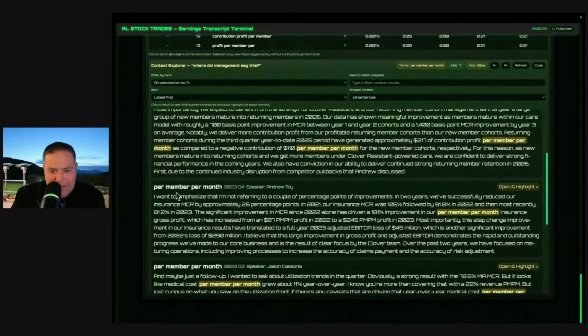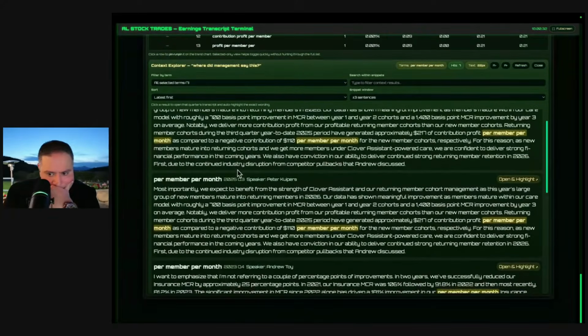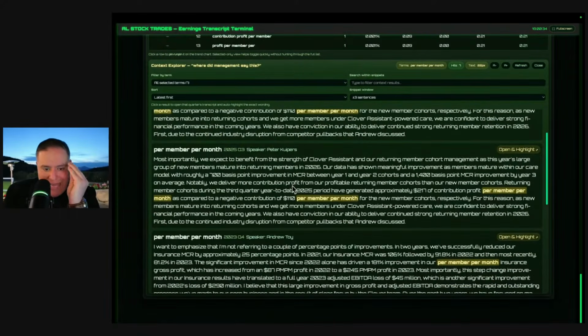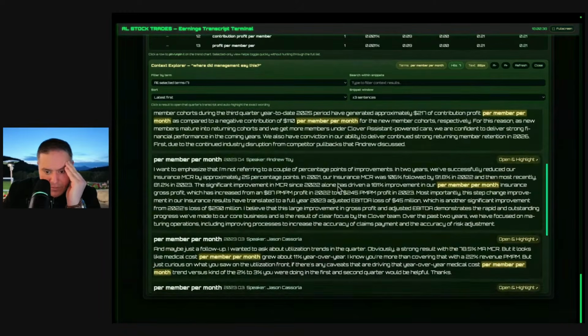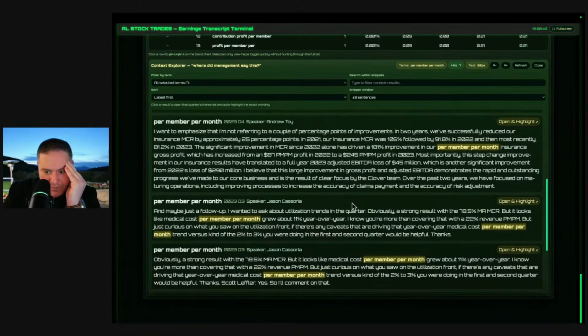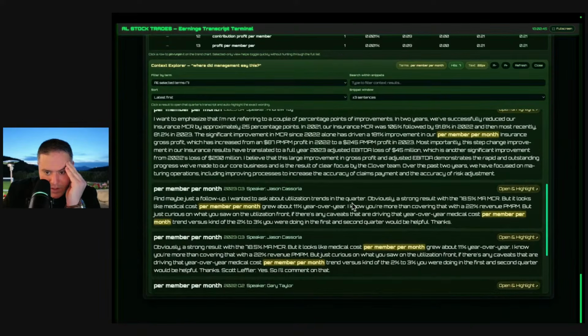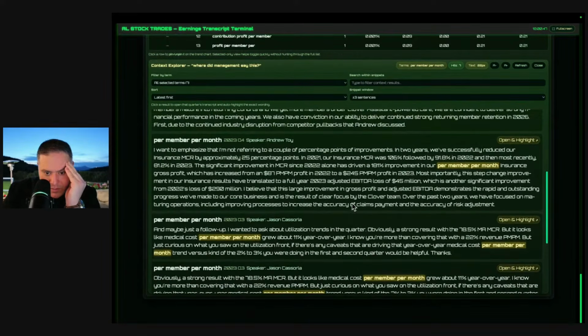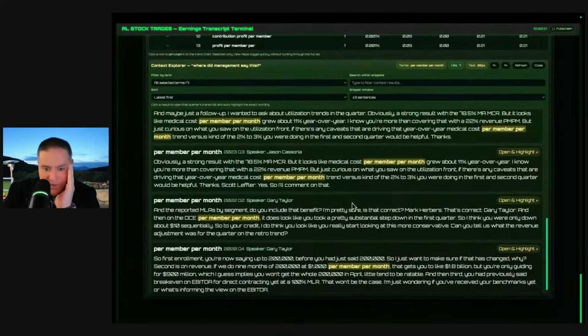Let's see. What else do we have? The per member per month. Do we see it here? That's why it's so important here. You start looking at these in a whole different perspective. It's 245. I'm just searching this in real time.